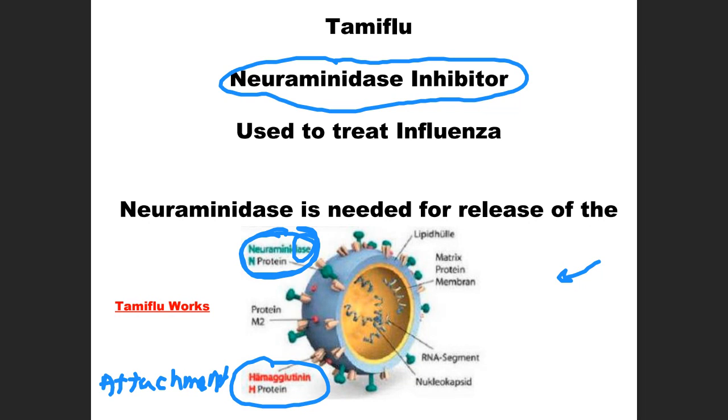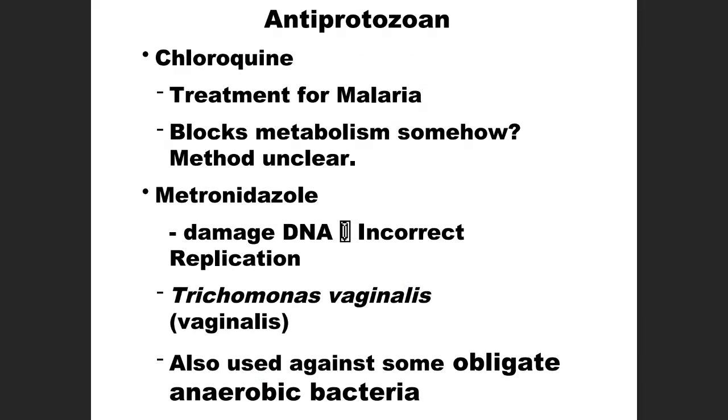So what Tamiflu does as a neuraminidase inhibitor, it basically inhibits that enzyme. When that happens, the virus remains attached to the host cell. And eventually, the longer it stays there and doesn't get released, it disintegrates and it's not viable anymore. And that thereby prevents the spread of the virus to all the other cells in your body. Okay, so that is how Tamiflu works. So that's all the antiviral medications.